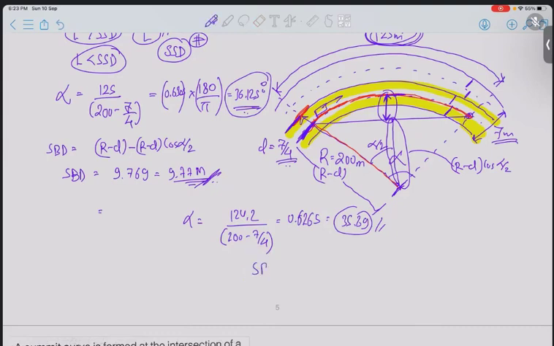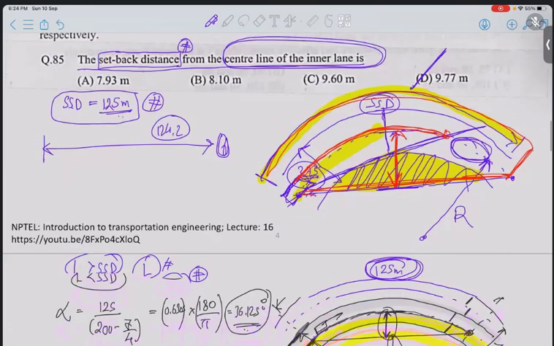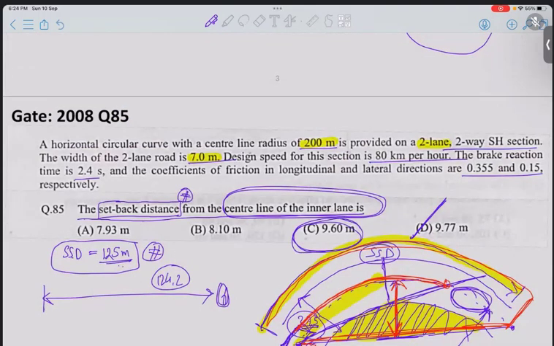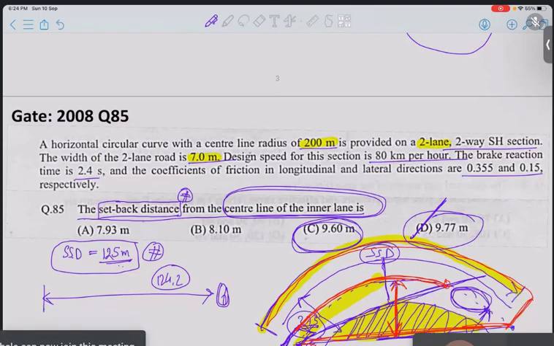Setback distance: 200 minus 7 by 4, into 1 minus cos of alpha by 2, that is 35.89 divided by 2. We are going to get 9.64 meters. And when you get that, you are more inclined to give this answer rather than the other one, which can cost you some precious marks. So something just to keep in mind.